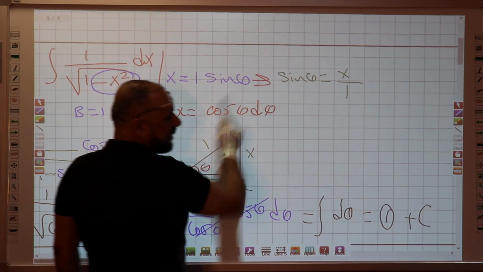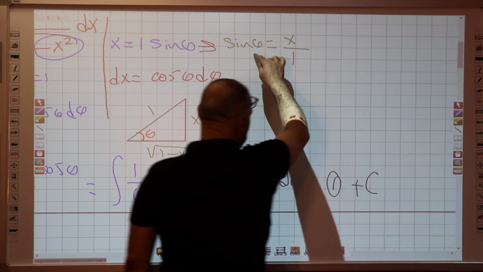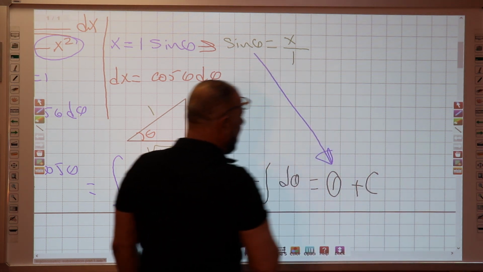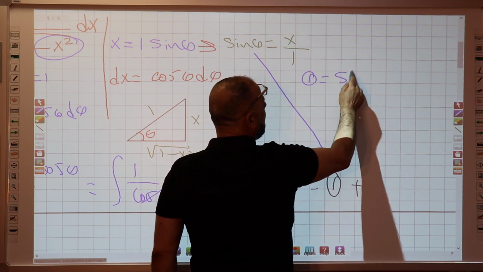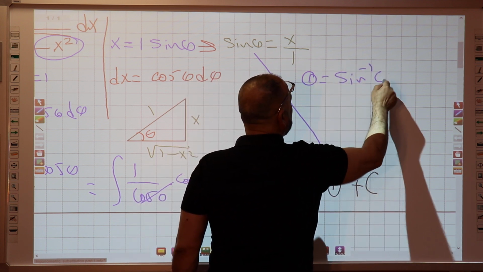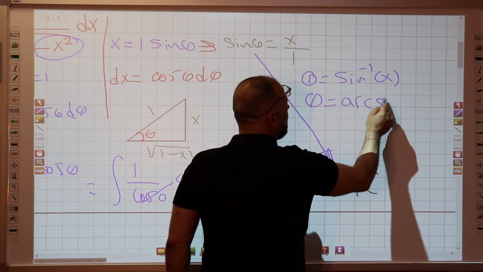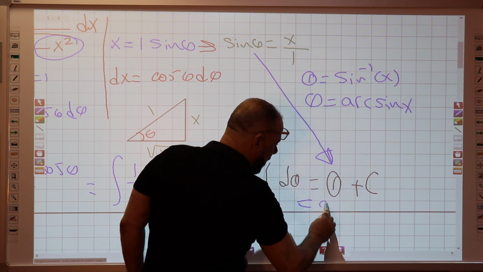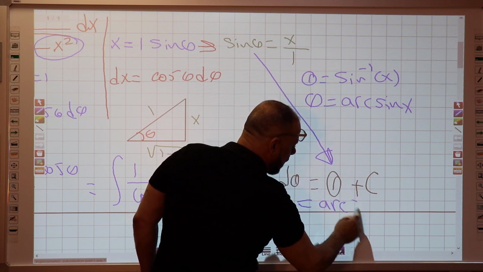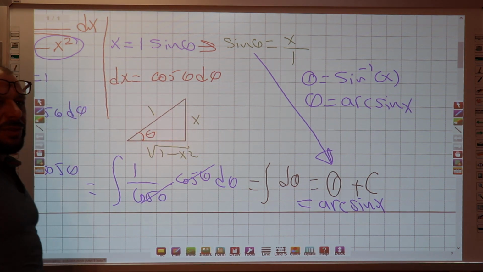Go back here. This is going to be arc sine of x. You see this guy and this guy? We have to write it in two forms. Theta equals sine inverse of x, or if you want, some books call it arc sine x. Then my final answer is arc sine x. This is the first example.